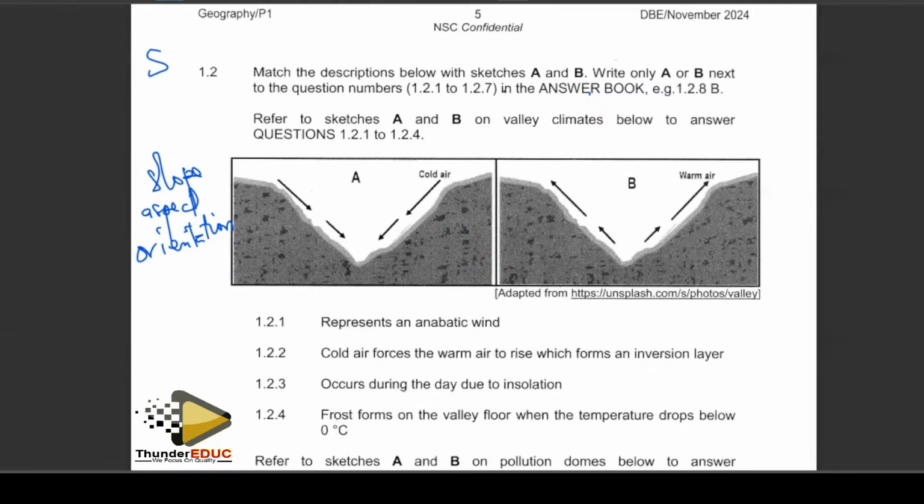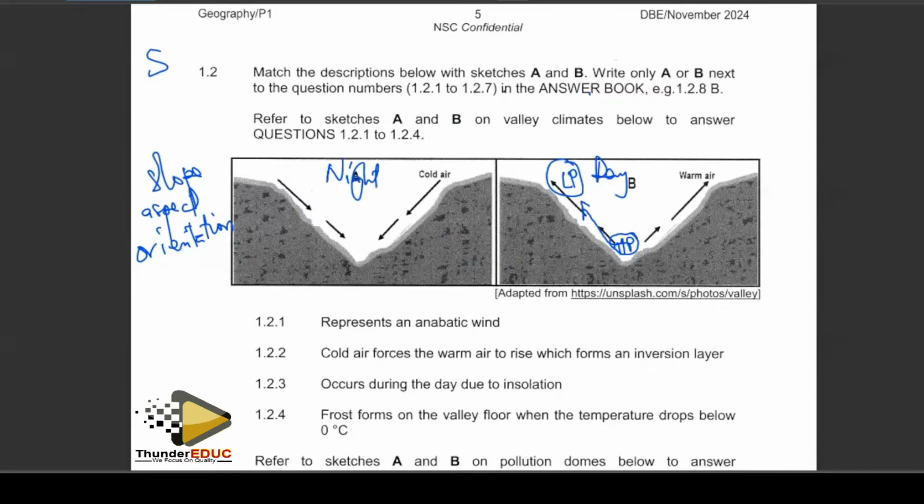So what I'm explaining here is typical of what we have in sketch B. The wind is going up the slope because there is high pressure in the valley floor. There is no heating taking place here, but there is heating taking place here. It's during the day, creating a low pressure on the valley sides, meaning we now have an upward movement of air from the floor to the side. This is typical of day conditions. And the reversal will be true during the night conditions. This is typical of night conditions.